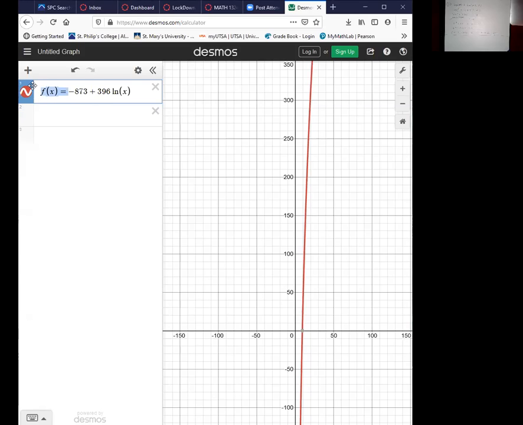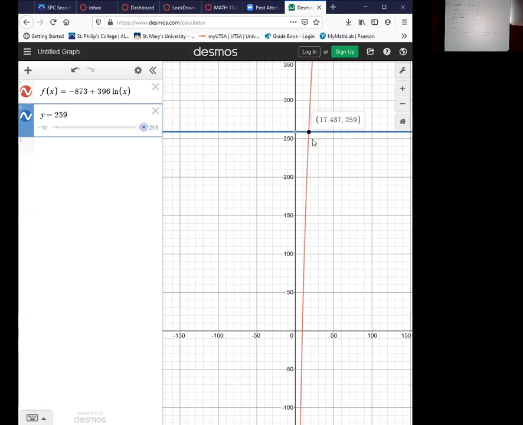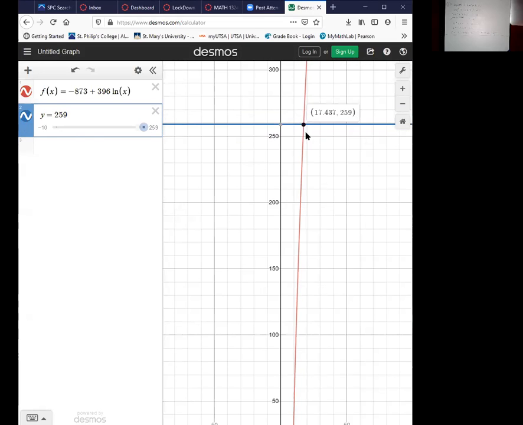Curious, I don't think if I do this. 259. Oh, I got an idea. Set it equal to 259, and then just find out where they intersect, right? That's better. So 259 happens in the middle of 2017. So they just go ahead and go to the next year, so they know for sure.